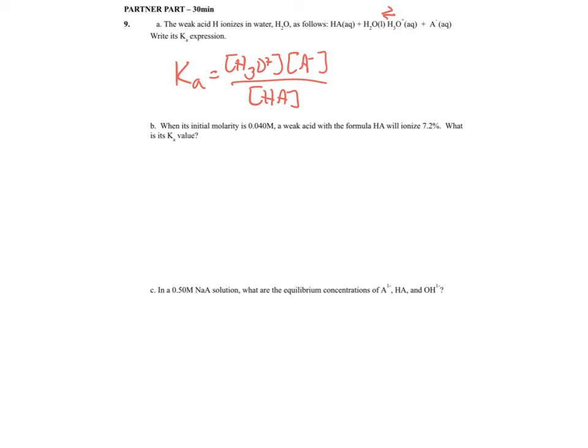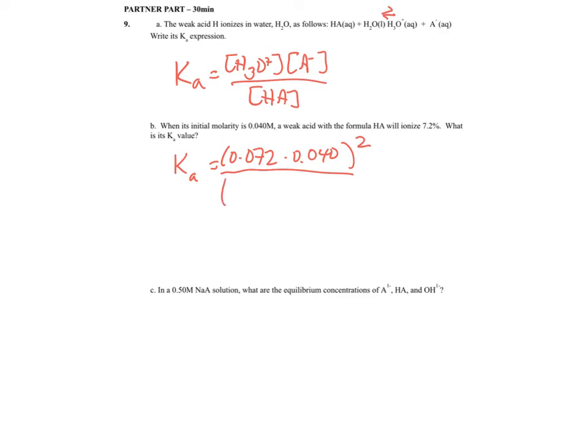And the initial molarity of 0.040, we got a 7.2% ionization level. So Ka would equal 0.072, that's the percentage, times the initial molarity. That would be x. And then since it's x squared, that would be over.